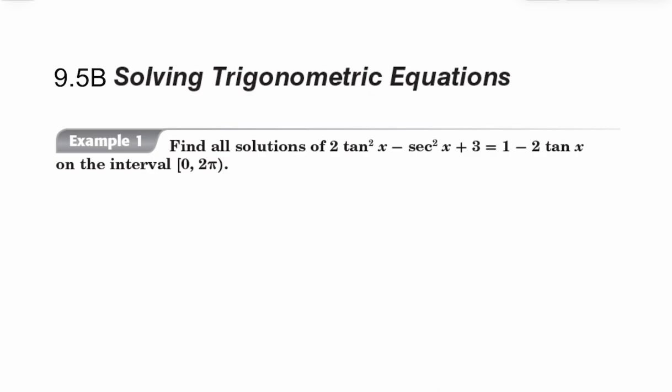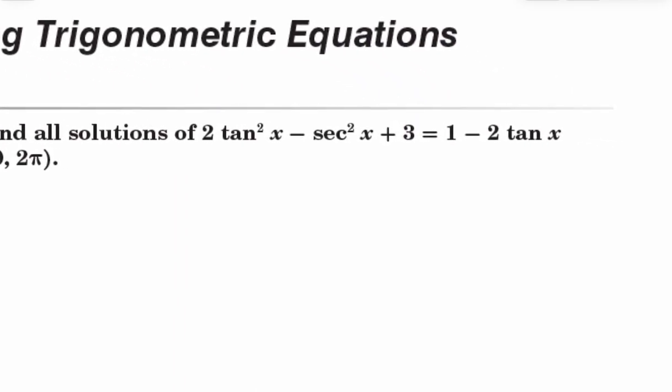So if you see a problem like this, and you'll notice that we've got tangents, we've got secants, they are not touching so that we could factor them. Here's the technique you want to do. First thing you want to do is get it equal to 0. So I want to take this stuff here and subtract it and move it to the other side. So the first thing I'm going to do is subtract 1 from both sides, and add a 2 tangent of x to both sides.